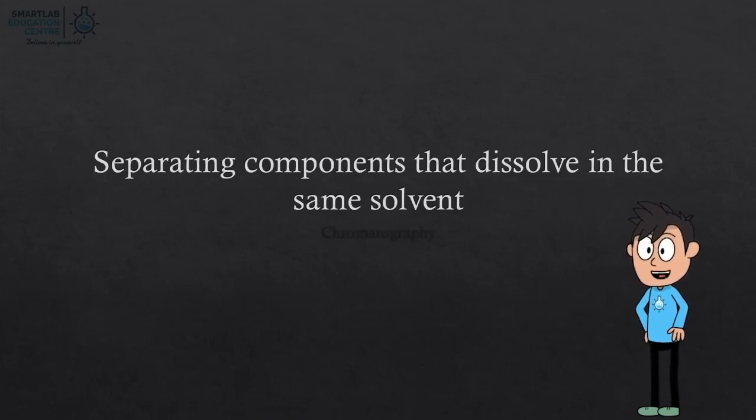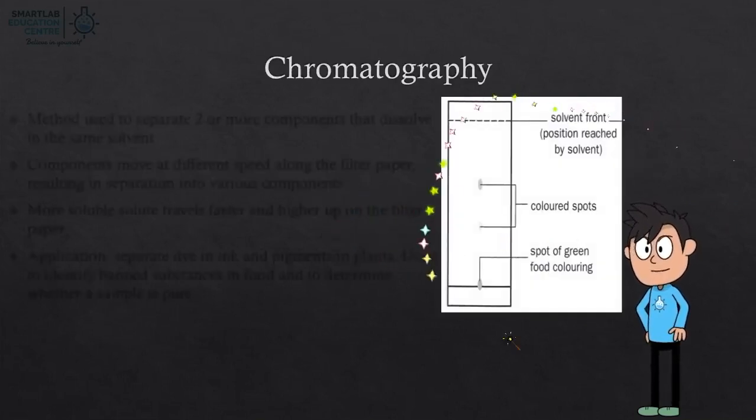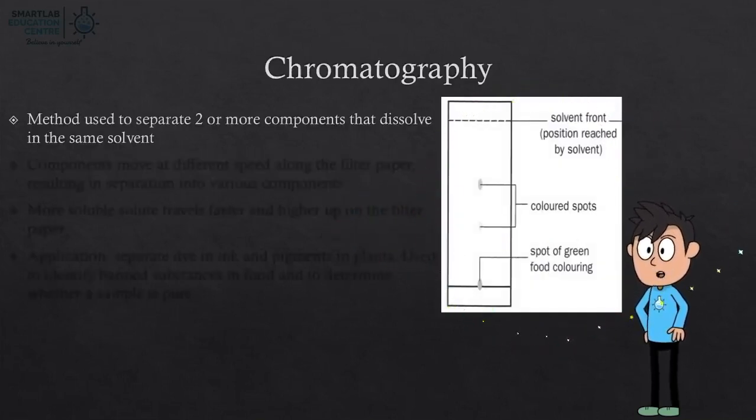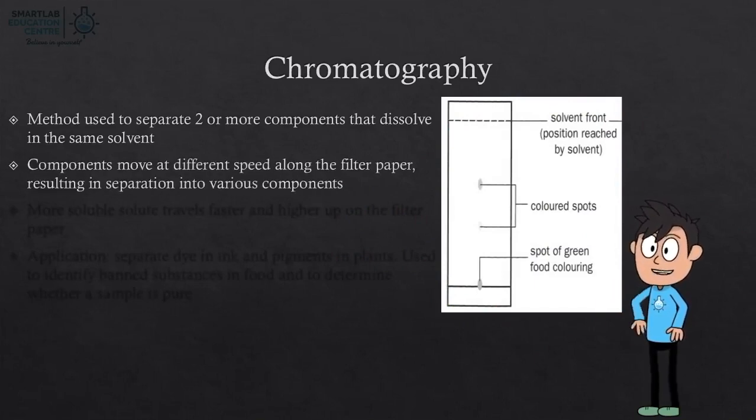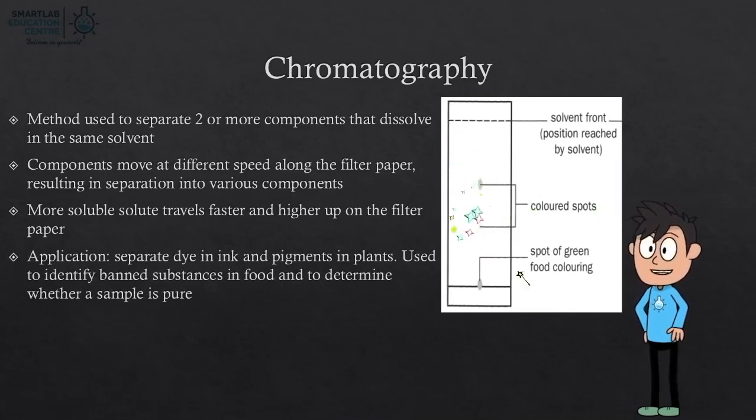Separating components that dissolve in the same solvent. Chromatography. What is chromatography? It is a method used to separate two or more components that dissolve in the same solvent. Components move at different speed along the filter paper, resulting in separation into various components. More soluble solute travels faster and higher up on the filter paper. It can be used to separate dye and ink, and pigments in plants.